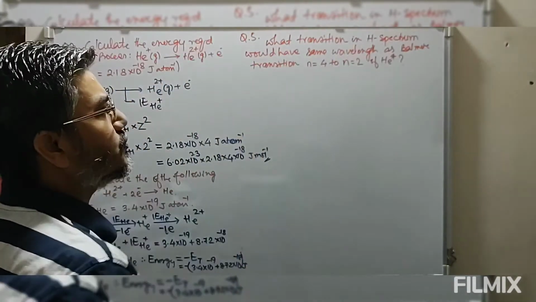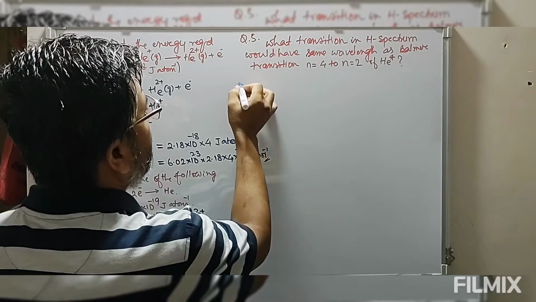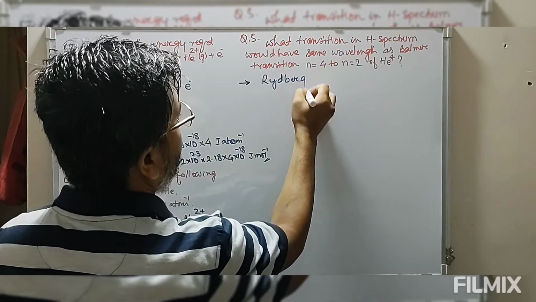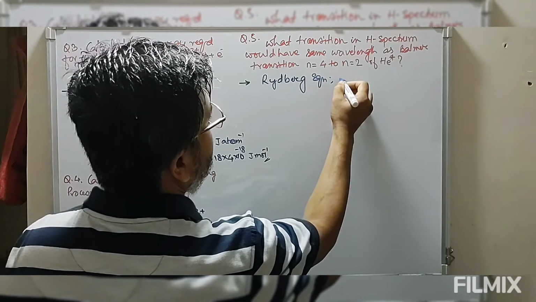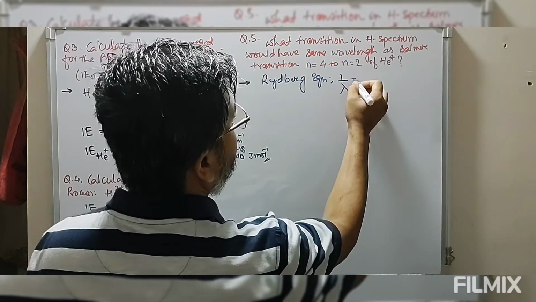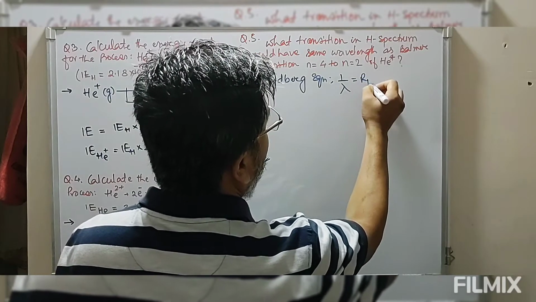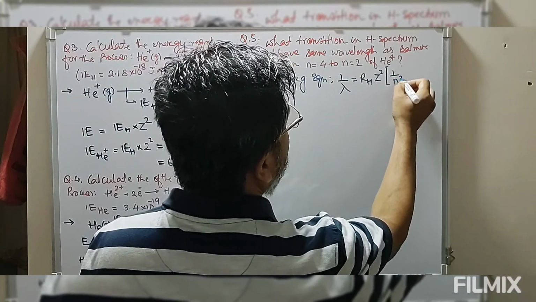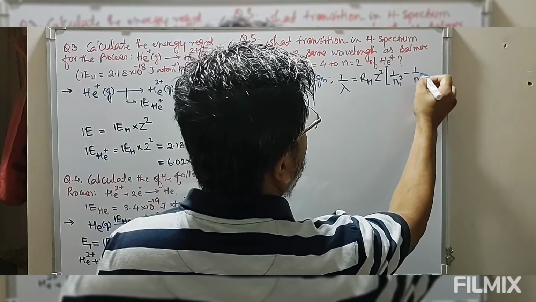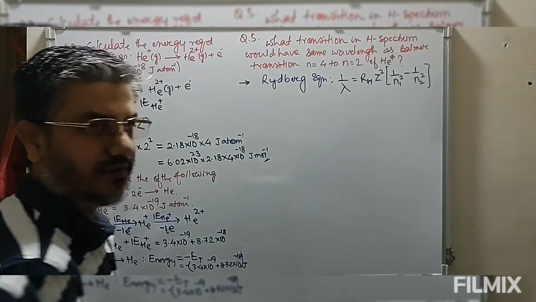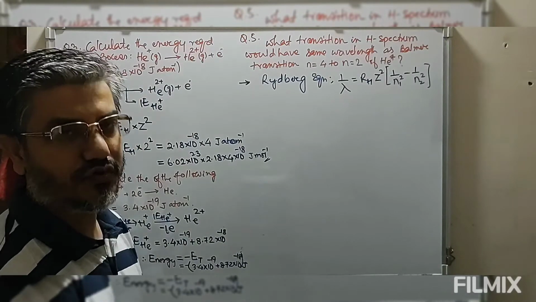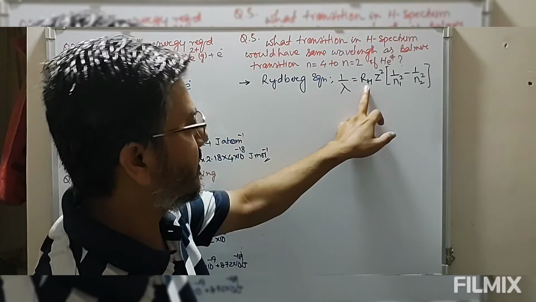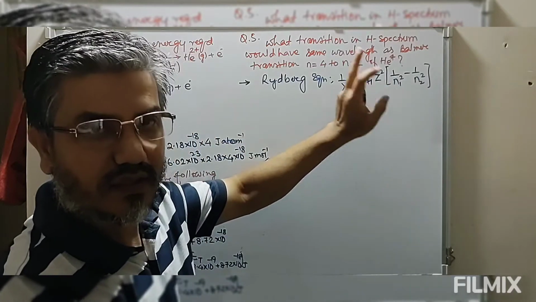Now this question belongs to spectrum. So for spectrum, we have the Rydberg equation. The Rydberg equation says 1 by wavelength is equal to RH Z square into 1 by n1 square minus 1 by n2 square. This is the Rydberg equation that we are going to use here. We have the wavelength, we have n1 and n2, RH is the Rydberg constant, and Z is the atomic number.